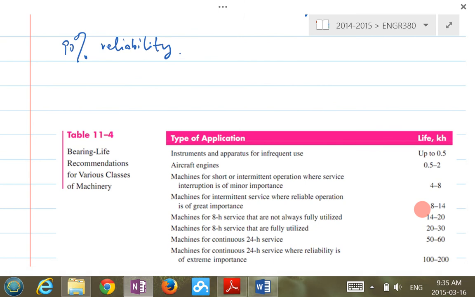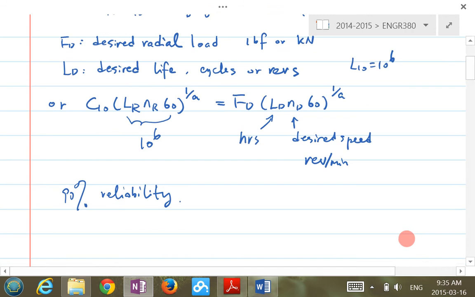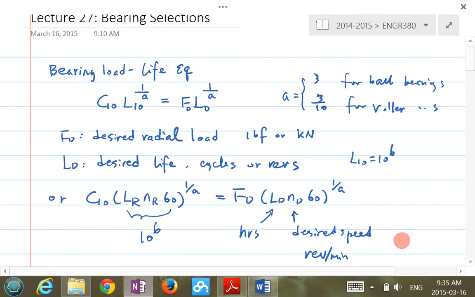Sorry, can you go up for a second? For A, is that supposed to be 10 over 3? Oh yeah, sorry, yeah, 10 over 3. Yeah, 3 over 10. Just a second. 10 over 3, yes. Okay, good.